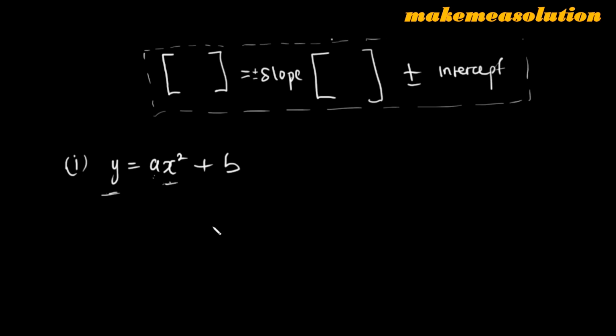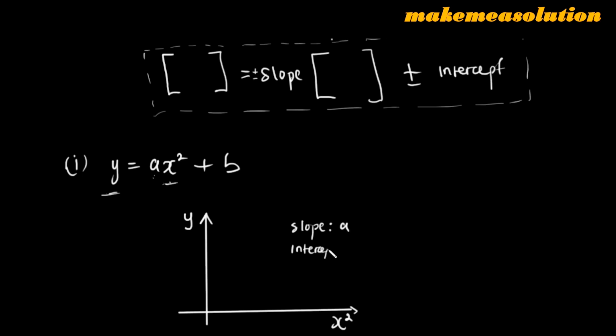So what you're just going to do is draw a short graph like this. On the y-axis you're going to plot y, your dependent variable. Then on the x-axis you're going to plot x squared. You're not going to plot x, rather you plot x squared. So when you do this depiction under this particular one, you're going to call your slope A and call your intercept B, and that is all for this one.